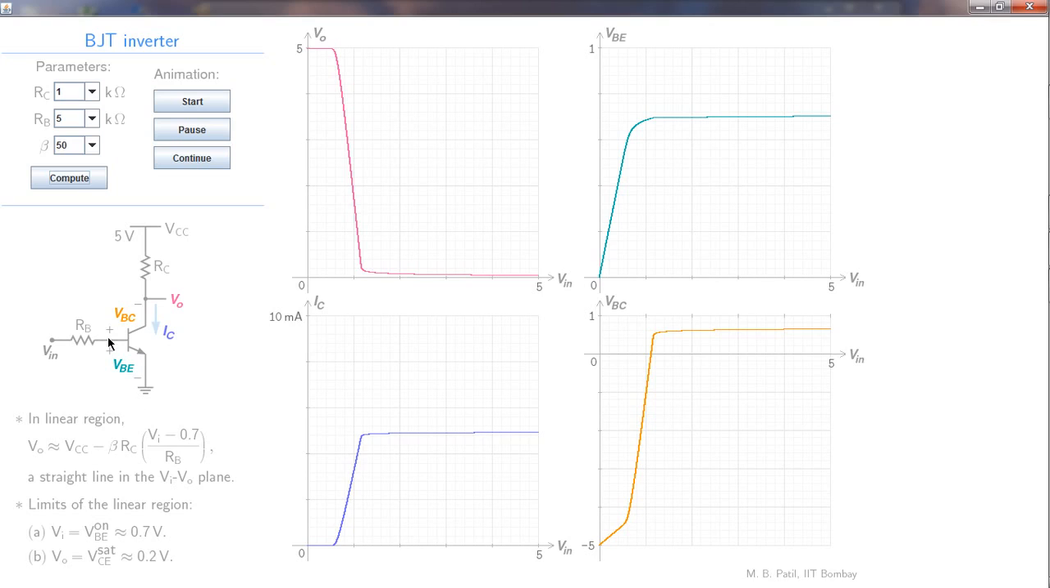VB will not change too much beyond this point. It will stay at about 0.7 volts, and therefore VBC will start rising, and that is because this voltage is falling, this voltage is constant, so therefore VBC will start rising, and that is what is seen over here. Finally, when the transistor enters saturation, at that point the base collector junction is sufficiently forward biased, and that is happening at about this point here. So this is 1 volt, so that is about 0.6 volts, and subsequently with further increase in VI, the base collector junction remains forward biased throughout here.